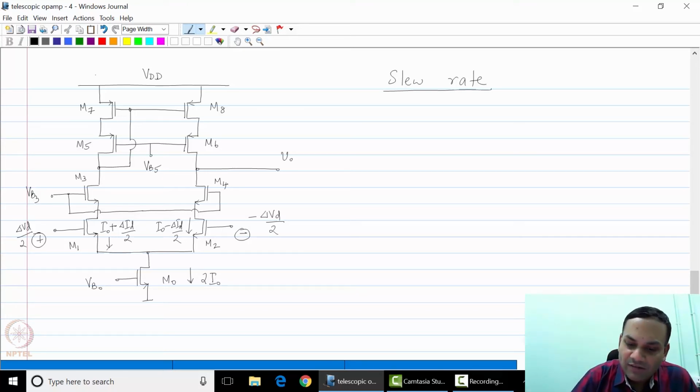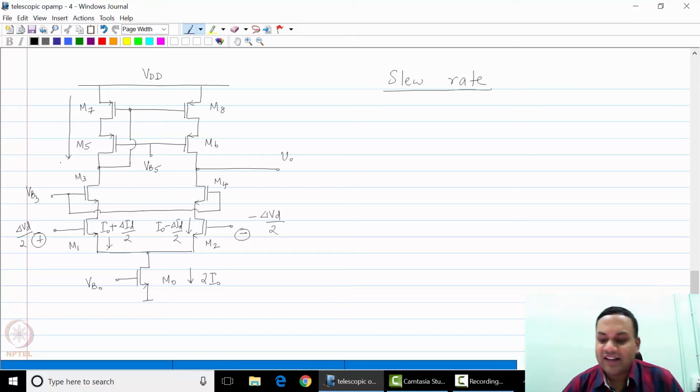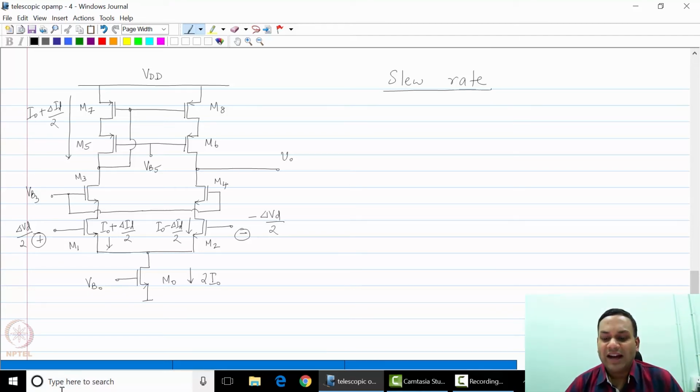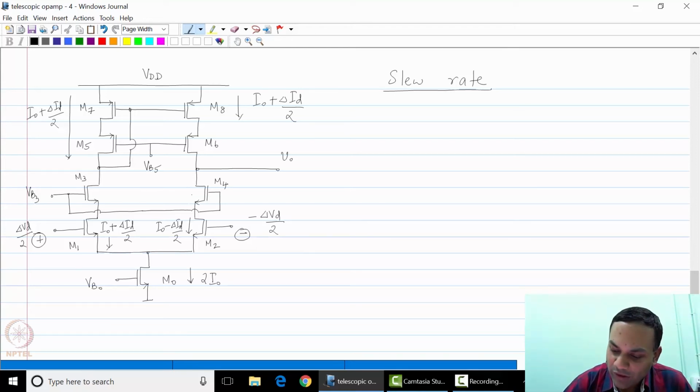These currents flow through the other transistors. So the current through M3, M5 and M7 is I naught plus delta ID by 2, and this gets mirrored between M7 and M8 to give you I naught plus delta ID by 2 through M8 and M6. Now what happens to the current flowing through M2? That current flowing through M2 flows through M4 also.